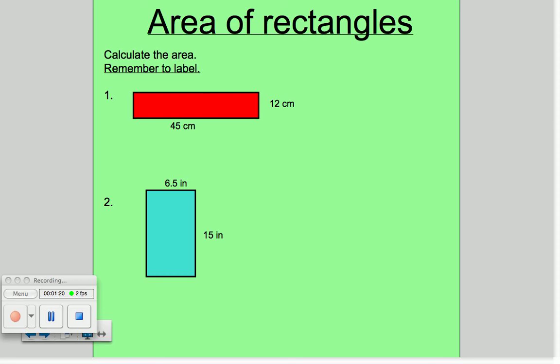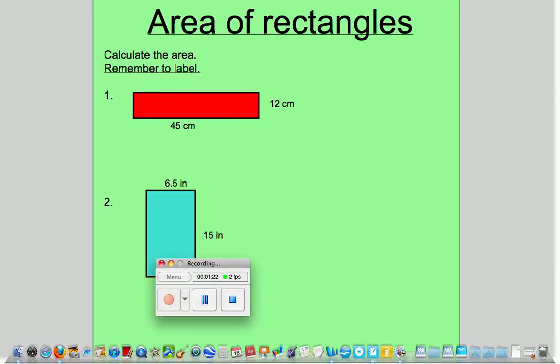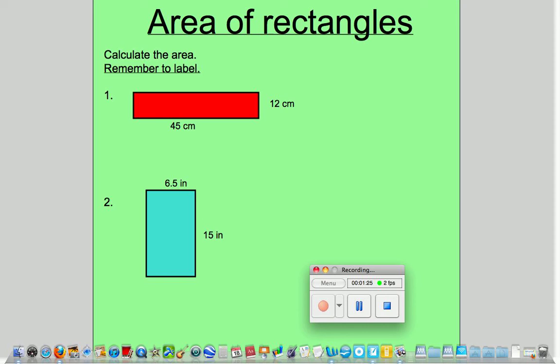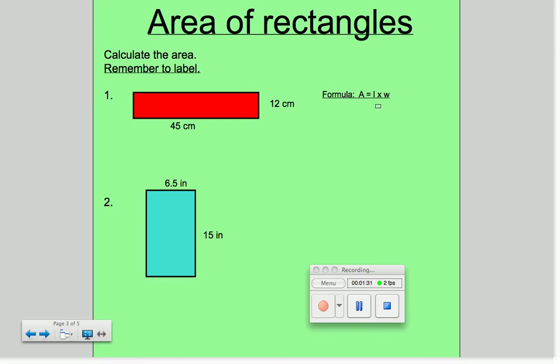Let's practice finding the area of these rectangles. The red rectangle up here has a length of 45 centimeters and a width of 12 centimeters. So I'm going to start with my formula, area equals length times width, and I'm going to plug in 45 for my length and 12 for the width. And then I'm just multiplying 45 times 12, and I come up with an area of 540 square centimeters.